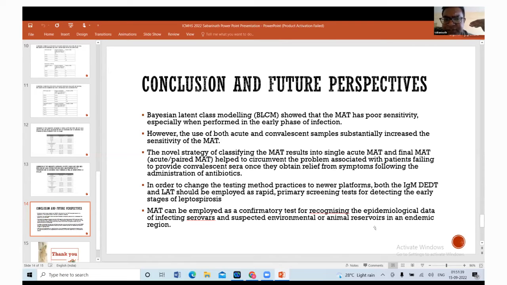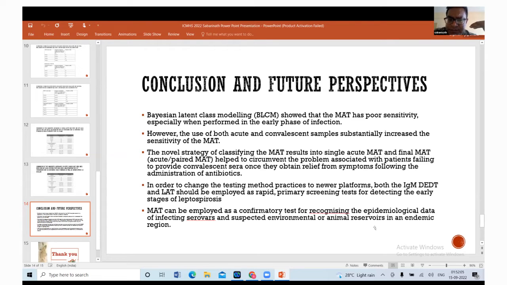Then the novel strategy of classifying the MAT results into single acute MAT and final MAT, that is paired plus acute MAT, helped to circumvent the problems associated with patients who failed to provide convalescent serum once they obtained relief from symptoms following the administration of antibiotics.